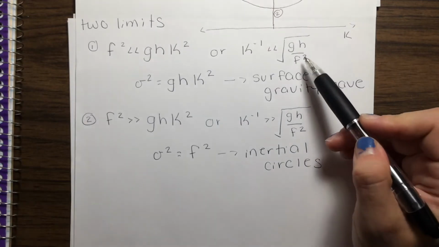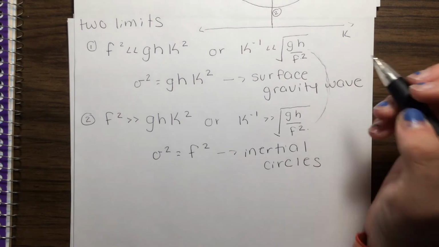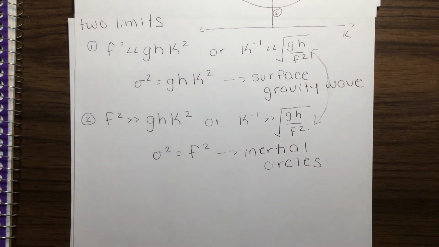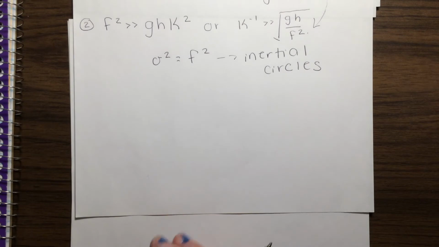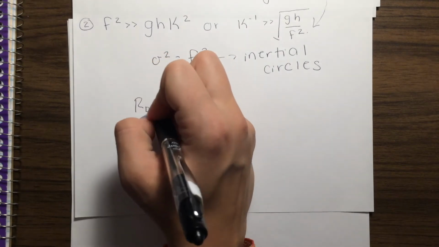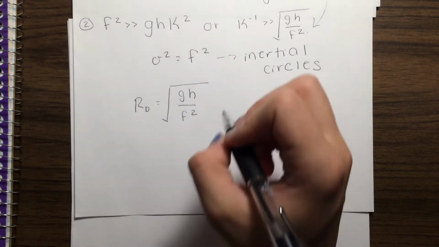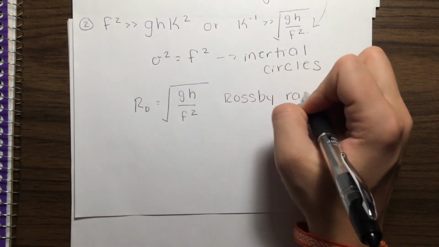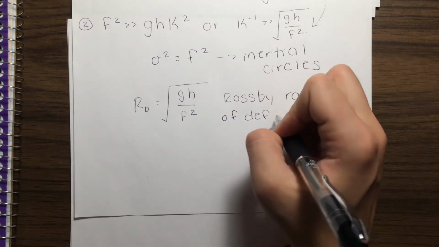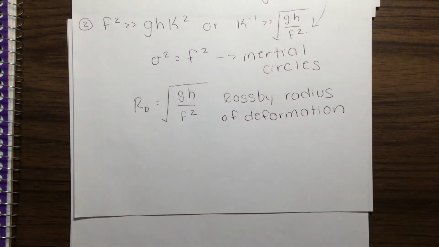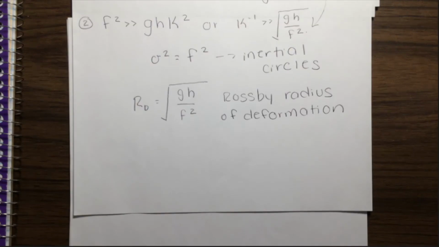Now, you might notice that this number, the square root of gh over f squared, is important here. This number is called the Rossby radius of deformation, and we use R_D to represent this. The Rossby radius of deformation is the distance that a particle or wave travels before being significantly affected by Earth's rotation. Note that the radius of deformation decreases with latitude because f increases. So a wave at high latitude travels only a short distance before being affected by the rotation of the Earth.